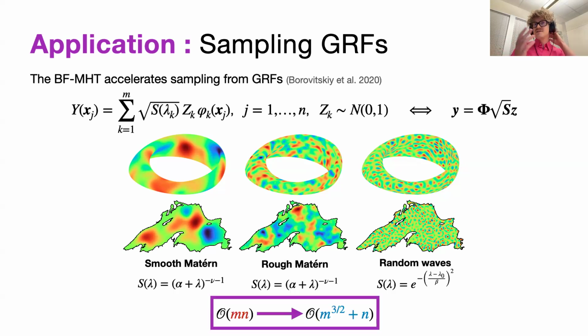Okay, and so this is sort of where we get our improvement from m times n complexity to m to the 3 halves plus n complexity that we talked about in the introduction, right? So this is the sort of speed up that you get from applying a fast transform to this problem.